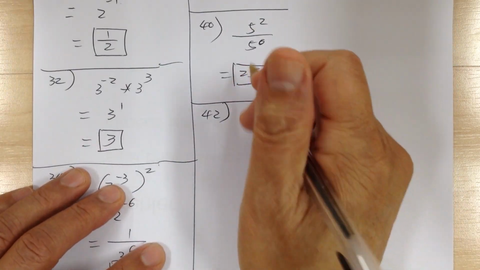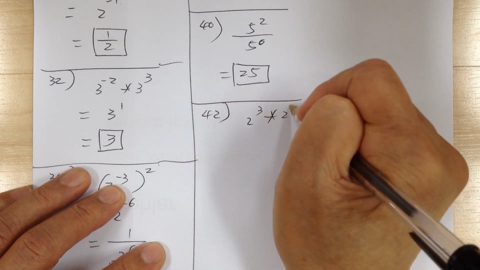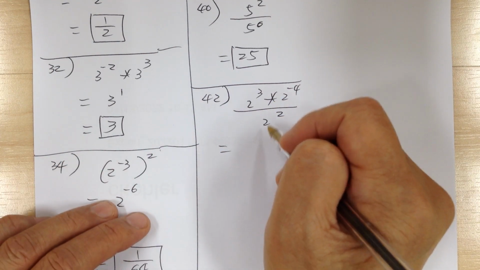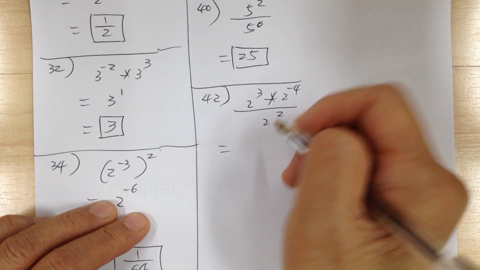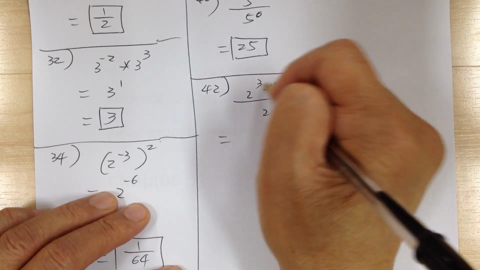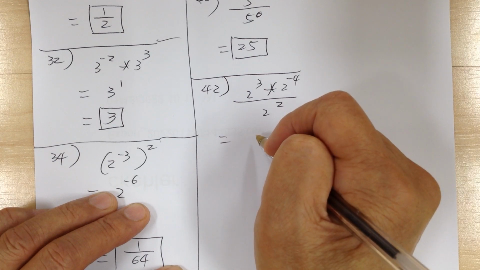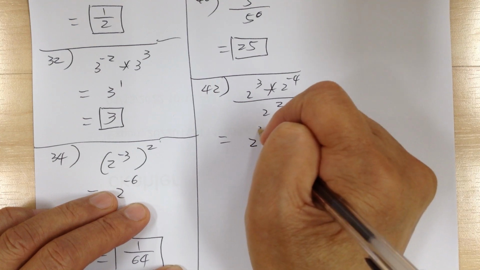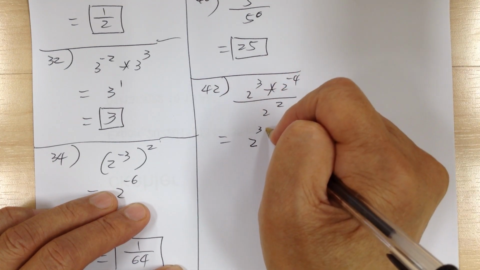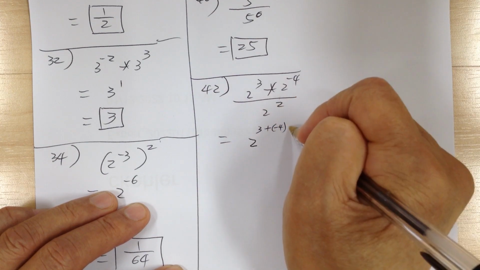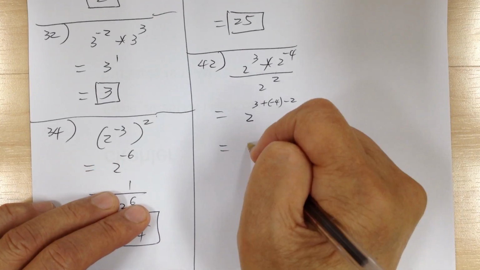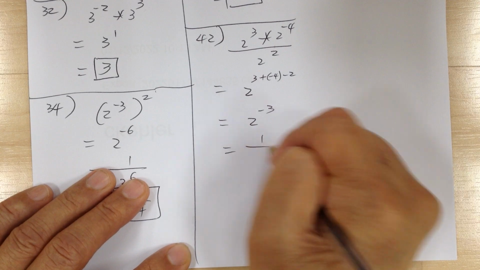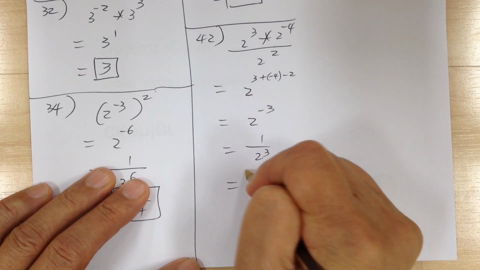Okay, 42. You have 2 to the 3 times 2 to the negative 4 over 2 squared. So you can do it step by step, or you can just go ahead and use the product rule and quotient rule. So this becomes 2 to the 3. Okay, products you have to add, and division you have to subtract. And so this becomes 2 to the negative 3 power, so it becomes 1 over 2 to the 3, and so equal to 1 over 8.